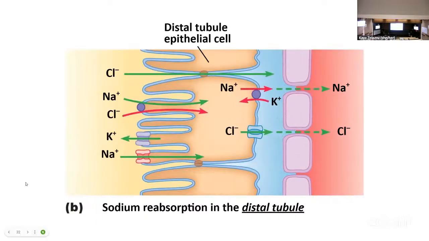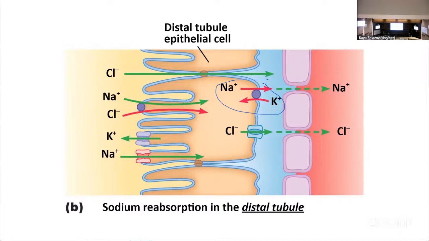Now, when we get to the distal tubule epithelial cells, we're going to see some differences and some similarities. Conceptually, we're going to see some stuff that's quite similar. We are still going to see sodium potassium pumps. We might see some co-transport, so moving along with something. We're also going to see sodium channels, individual sodium channels moving on their own across an apical membrane.